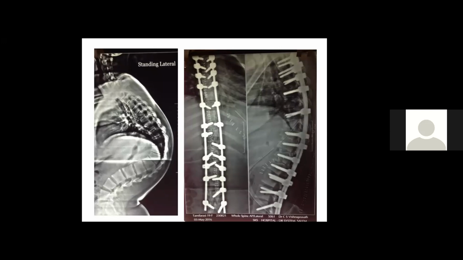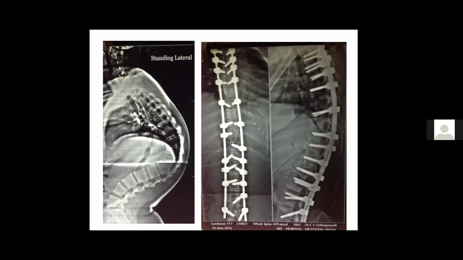Anything to be added, or shall we finish with this? Was the correction up to L4 required? He told it was his first case, so retrospectively, no. We would have stopped at L3 also. So in this case, if I am doing it at present, I would have done just posterior release, Ponte osteotomy, and I would have stopped at L3. Correct.